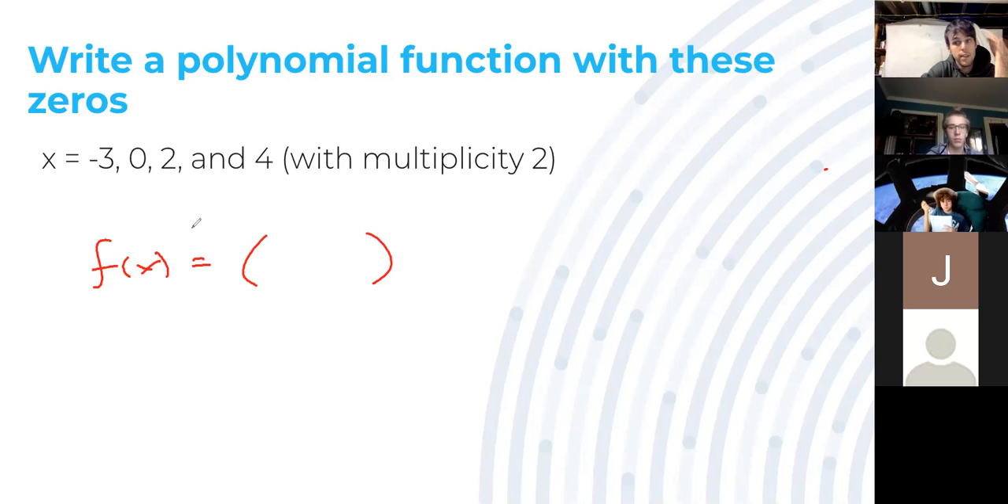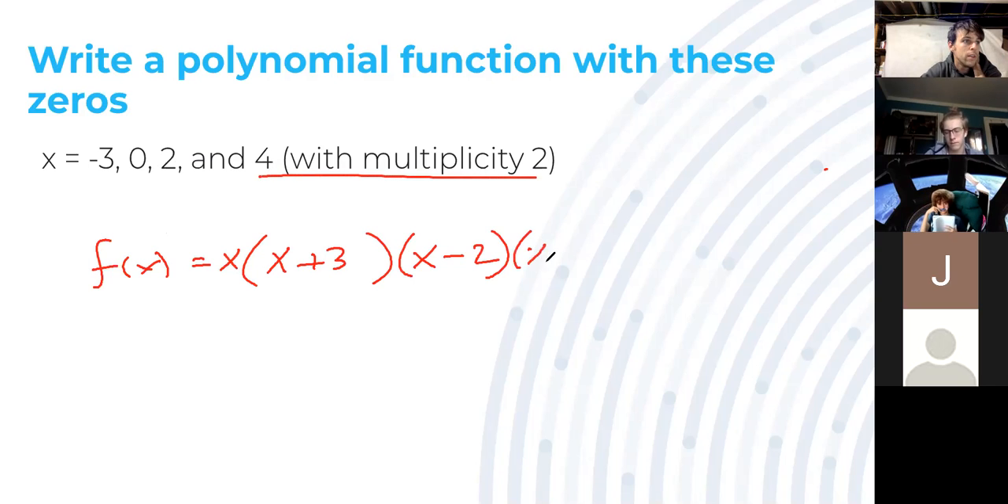So -3 gives us a factor of x plus 3. 0 gives us a factor of just x. Usually if we have a factor of just x, we write that one first. So I'm just going to mess with the order and put that one first. 2 means that one of our factors is going to be x minus 2. And 4, with a multiplicity of 2, means we're going to have x minus 4 twice. So power of 2. So there we go. This is a function that would have these zeros. Proper multiplicity on that one.